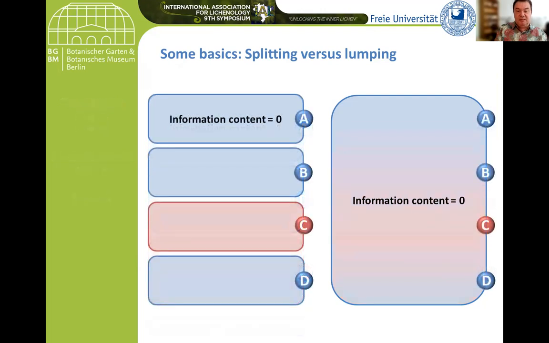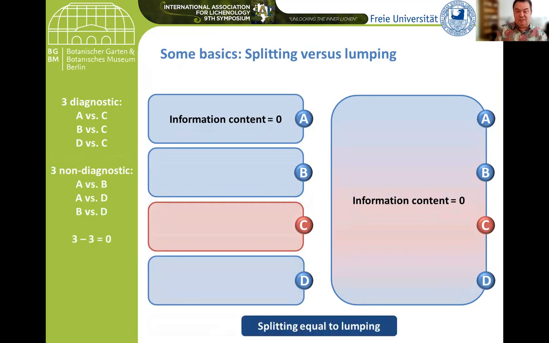Now you can imagine a similar situation, but with more clades on the left side. In this case, the information content is 0, because you have 3 diagnostic and 3 non-diagnostic comparisons. It's 3 minus 3 is 0. In this case, splitting is equal to lumping, and you would probably go for lumping because it's the most conservative solution.